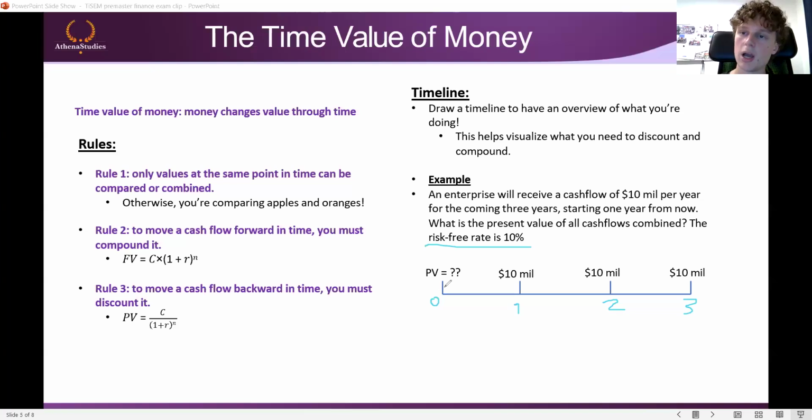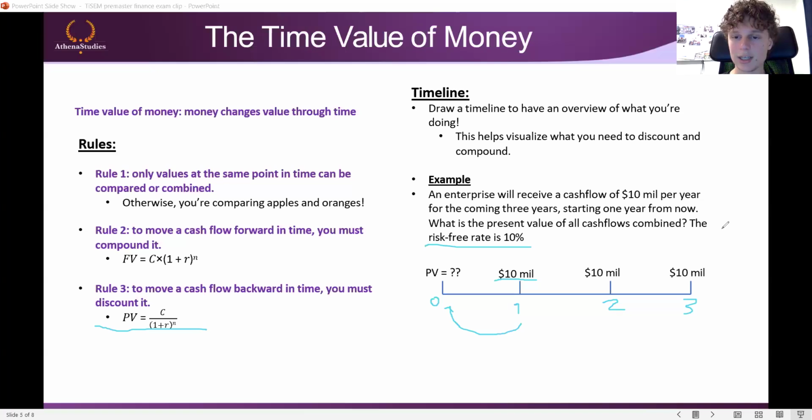Now in the first year, we don't receive anything. But after 1 year has passed, we receive our first cash flow of $10 million. Now what does that mean? That means that if we want to know the present value of this $10 million, we need to discount it by 1 year to get it back to the present value. Now, how do we do that? We do that with our discount formula right here.